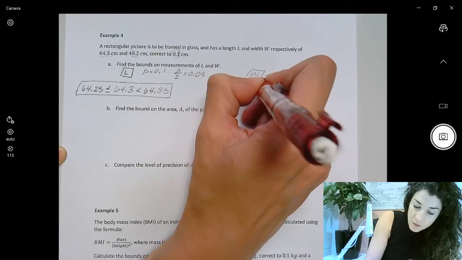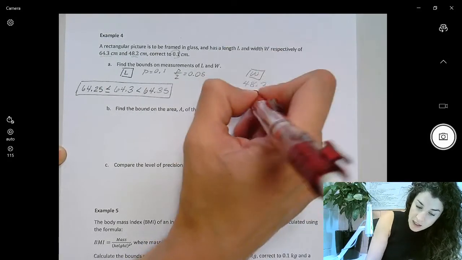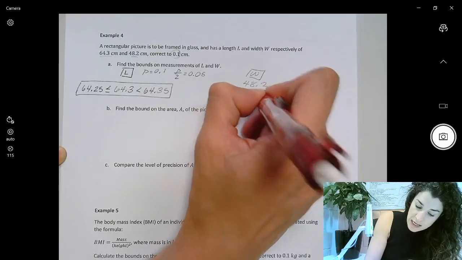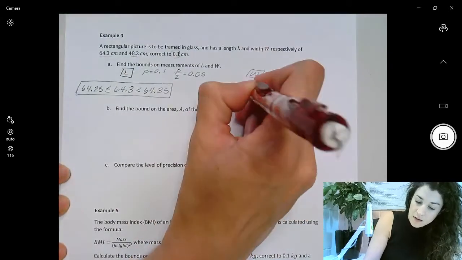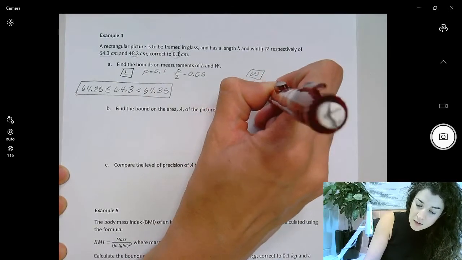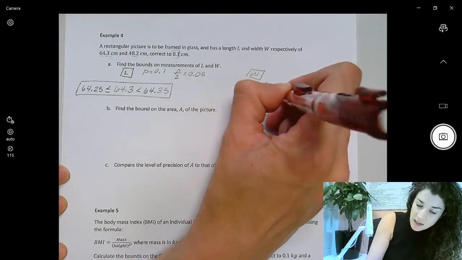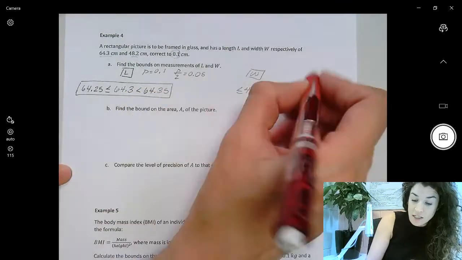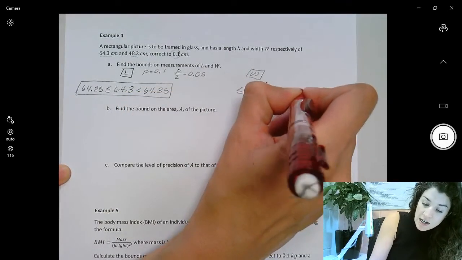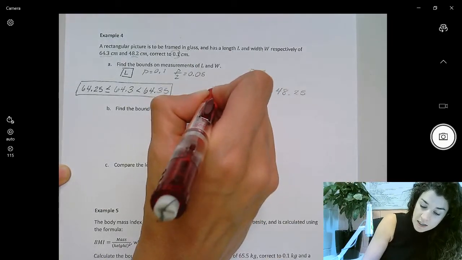My width is 48.2, so we're going to do 48.2 lives between, either add and subtract, it's the same level of precision, so either add and subtract 0.05 or think about it as 48.25 and 48.15.